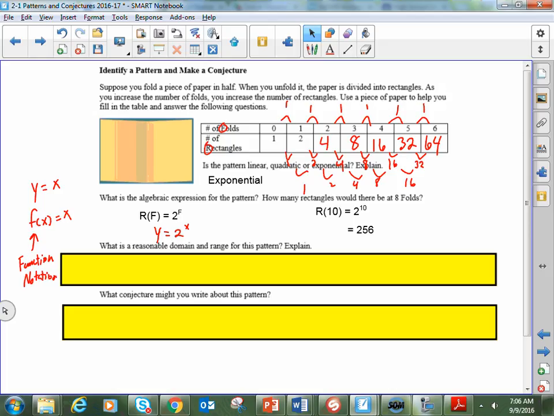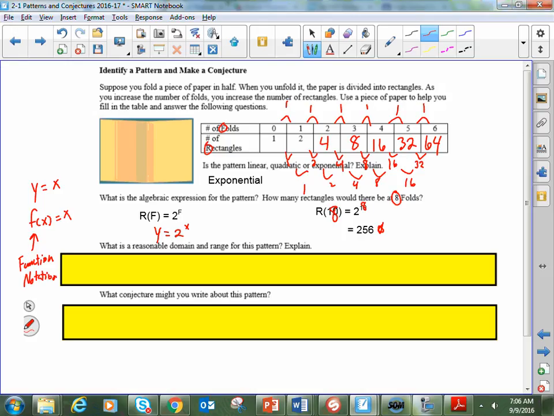And I typed that wrong. The answer is 256, and this should be an 8 here, and that should be an 8 there, because it says 8. 256 is right, because I did do the math. I just wasn't paying attention when I typed it up.